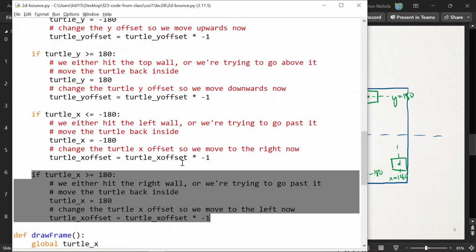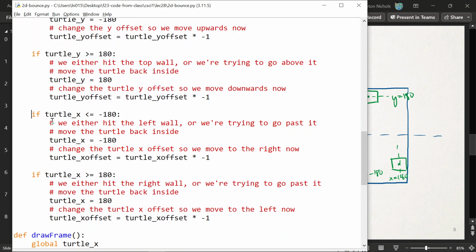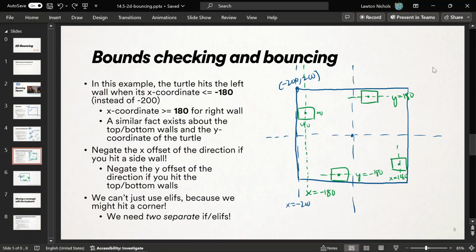And so we want to be able to notice both, so we'll separate the ifs like this. You'll never hit the left and the right wall at the same time, or the top and the bottom wall at the same time. So this could be an if elif, and this could be another if elif, but it can't be just one long chain of them. We need the ability to hit both walls at once and have both of those pieces of code fire. Because if we were going this way, up and to the right, we want to go down and to the left. That's negating each of the two offsets this time, having both of those pieces of code run.